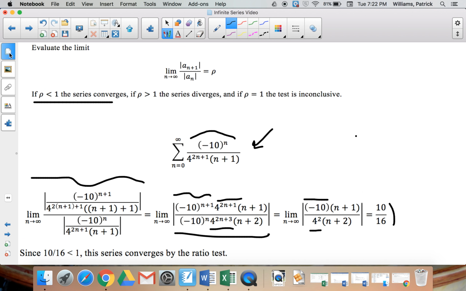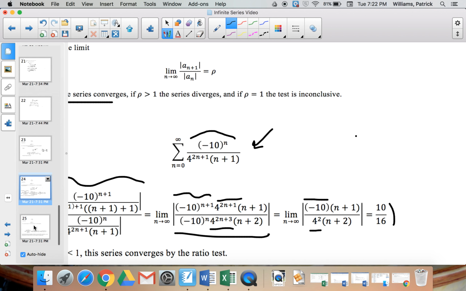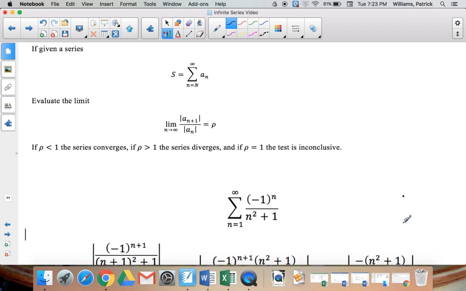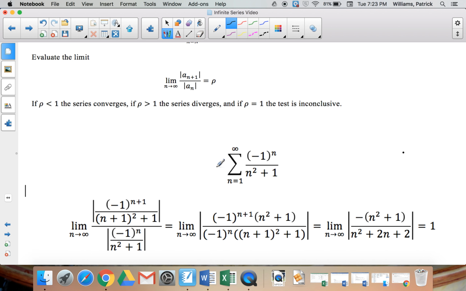All right, so let's try one more example. Let's try this one. All right, pause the video. All right, so if you do this one, again, we want to keep our absolute value signs in this case because negative 1 to the n plus 1 and negative 1 to the n can alternate between positive and negative values. But again, we add 1 to every value of n, and then we rearrange everything to get it in this form.